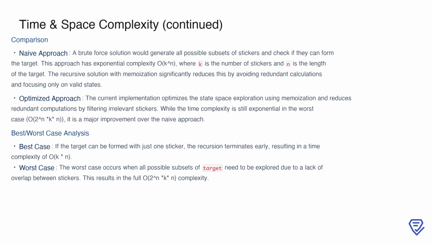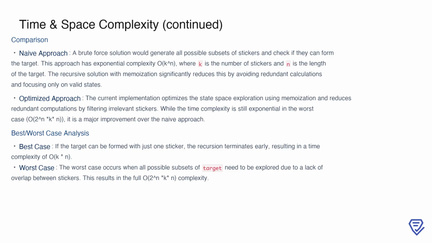A brute force method would generate all possible subsets of stickers and check if they can form the target. This has an exponential time complexity of K to the power of n, where K is the number of stickers and n is the length of the target. In contrast, our recursive solution with memoization avoids redundant calculations by focusing only on valid states, reducing the time complexity to O(2 to the power of n times K times n). While this is still exponential in the worst case, it's a significant improvement.